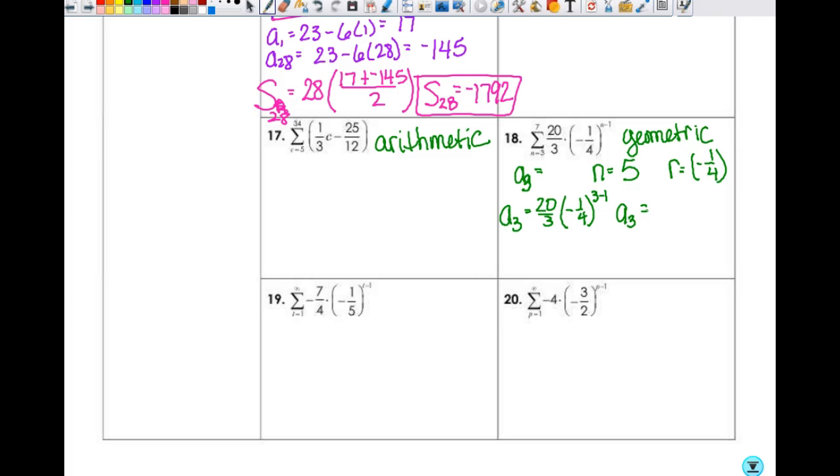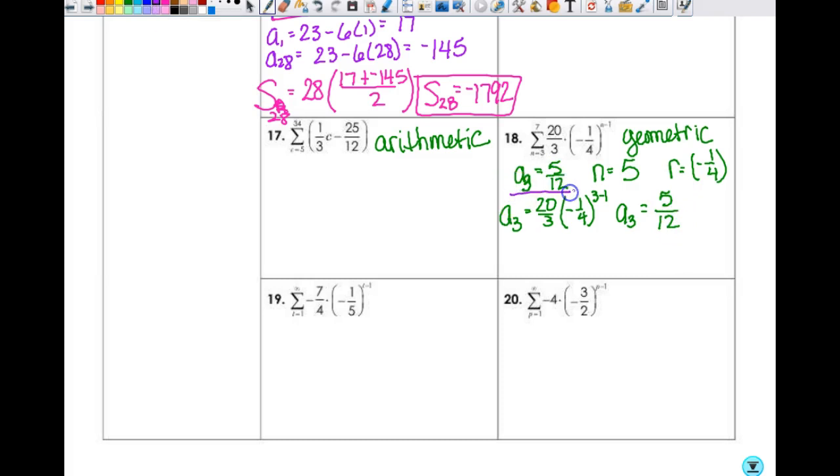So I will do that also to make sure. Times negative 1/4 squared. Yeah, I got 5/12, so I agree with that. Okay. So here are the things that I needed.